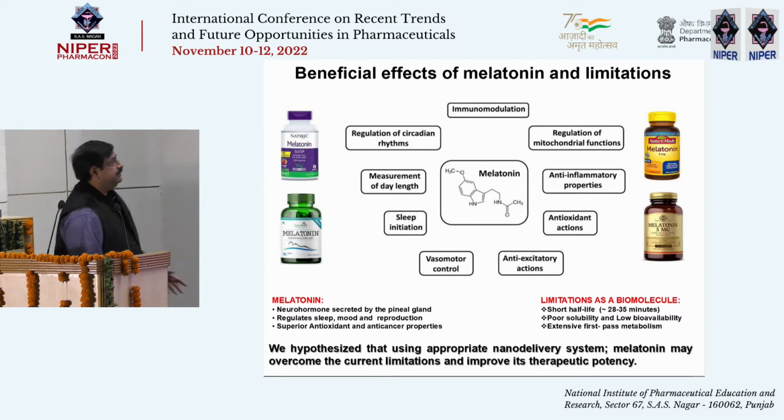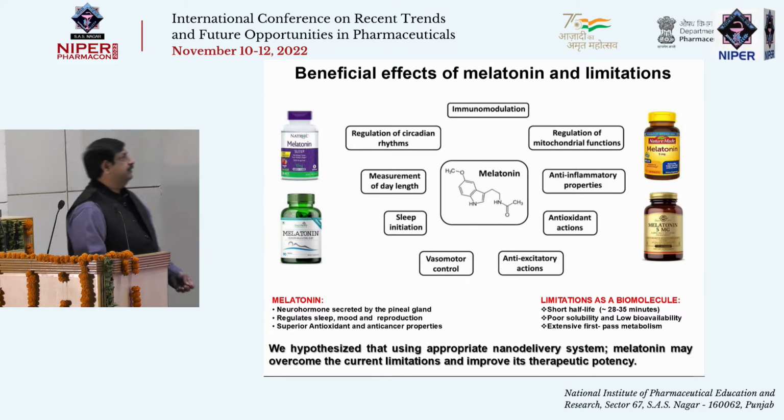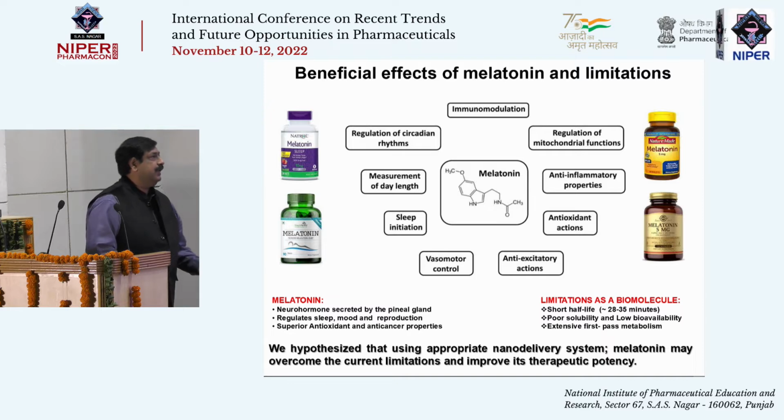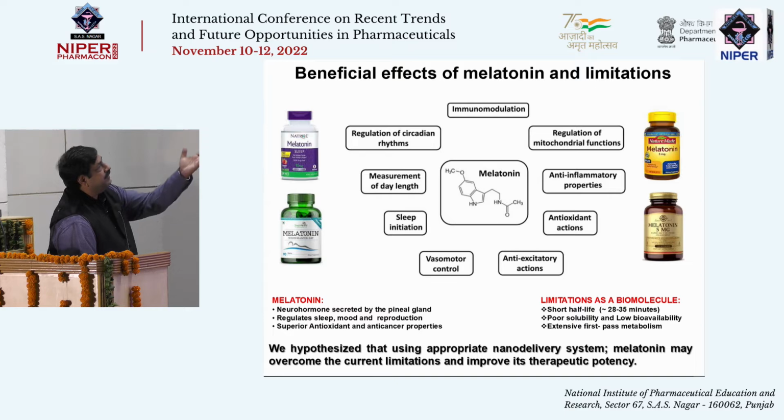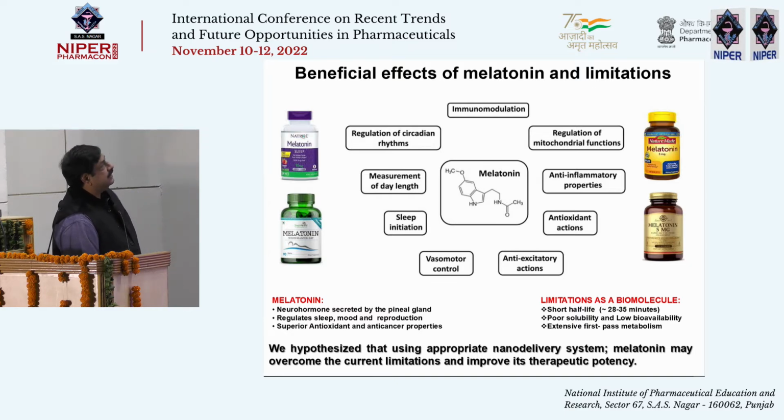So melatonin is very well known as a supplement or over-the-counter medicine to correct different kinds of insomnia, and it is well reported in the literature to have beneficial effects like immunomodulation, regulation of the circadian rhythm, mitochondrial function, and anti-inflammatory and antioxidant properties.